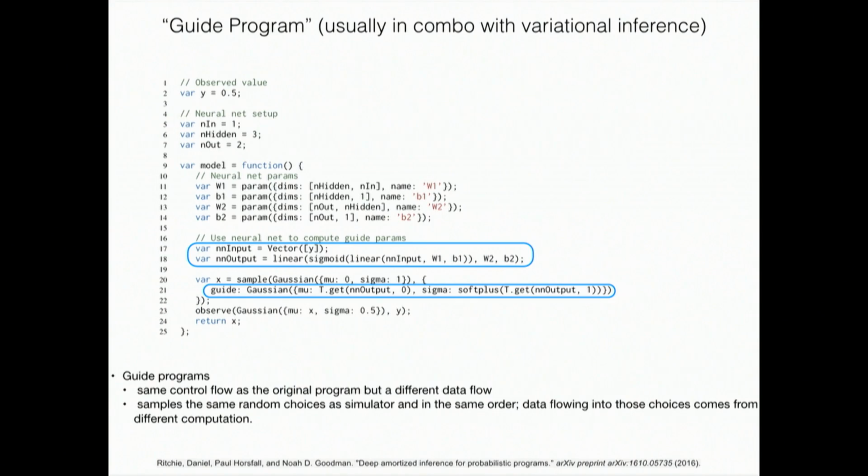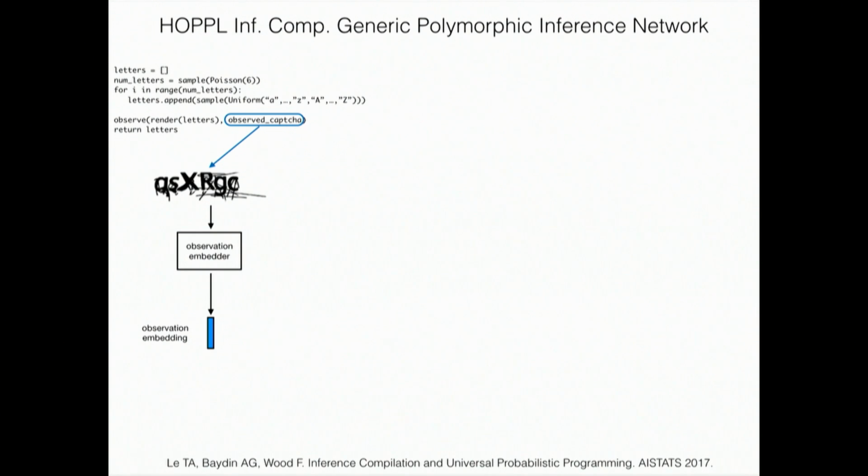Which is to say, here's what a guide program looks like, and this is what Daniel Ritchie, who also gave an awesome talk yesterday, and Noah did as a precursor, I think, to the thinking that went into Pyro, I think that's fair to say, where here we have a generative model, and at the same time you actually write a guide program outlined here in blue. This is taken directly from their paper, which has the same control as the original program, but different data flow. It samples the same random choices as the simulator in the same order, but the data flowing into those choices is different than the data flow before. Okay, so here we have a guide program and a regular program programmed together. That's a little bit confusing. That's cool. And you can train it with either objective, and that's neat.